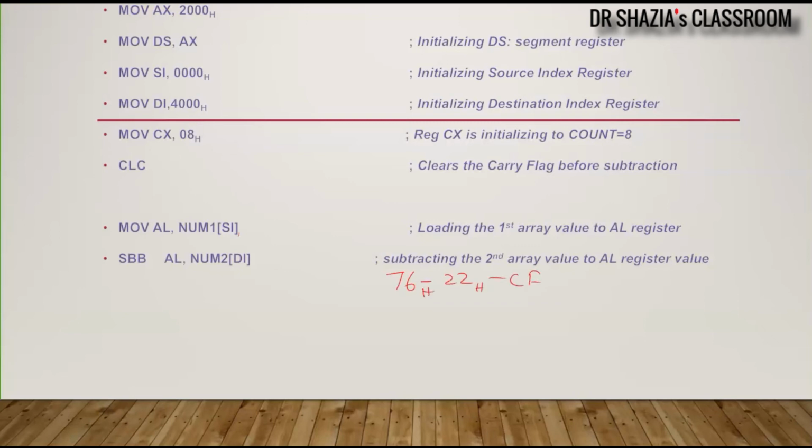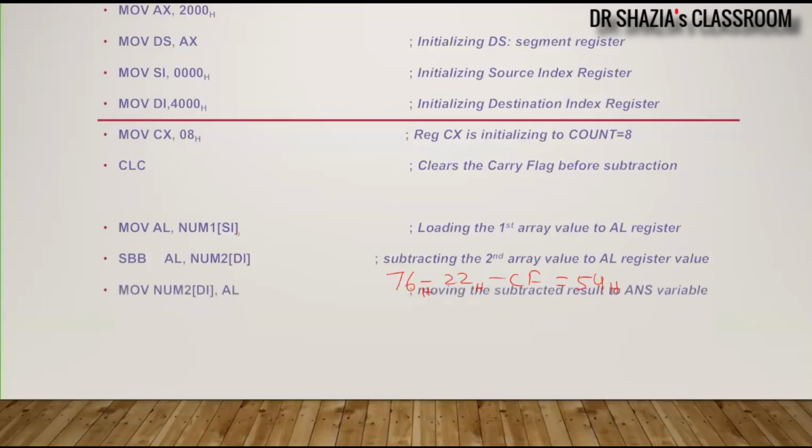Initially the content of the carry flag is 0. So the carry flag value will be 0. Before this subtraction, I have not taken any borrow out from these digits. So my carry flag status is 0. This is what will be stored in AL register. Now after subtraction, the result which is 54H will be stored in AL register.